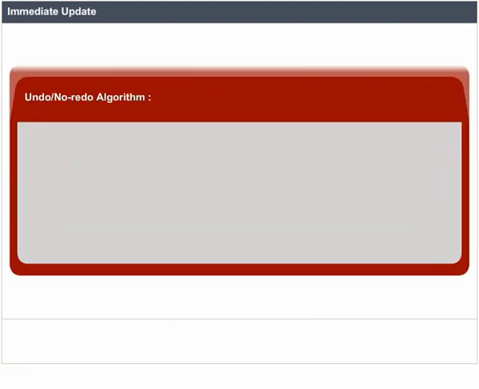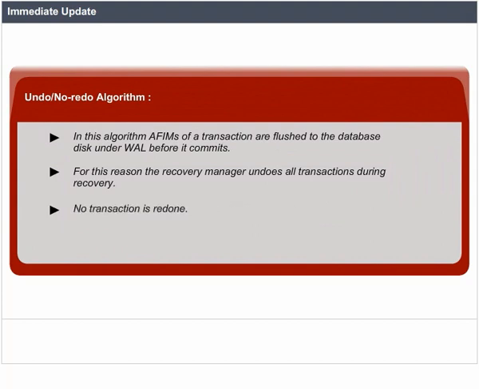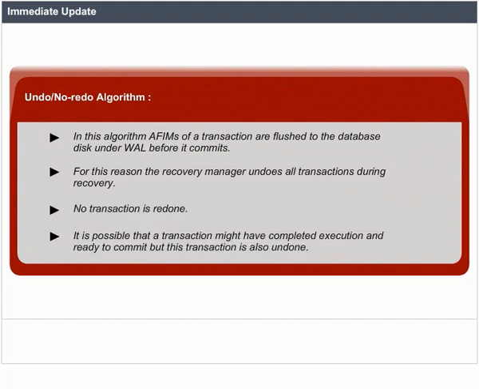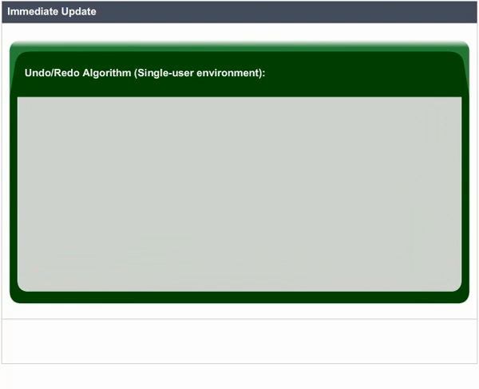Immediate update. Undo, no redo algorithm. In this algorithm, AFIMs of a transaction are flushed to the database disk under WAL before it commits. For this reason, the recovery manager undoes all transactions during recovery. No transaction is redone. It is possible that a transaction might have completed execution and be ready to commit, but this transaction is also undone.